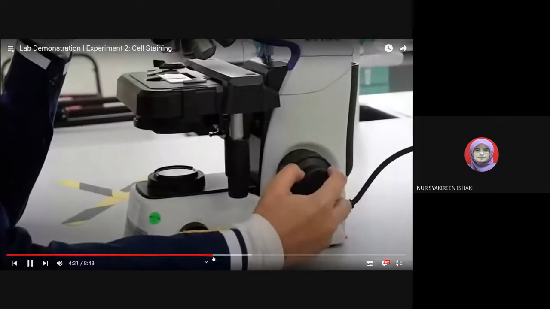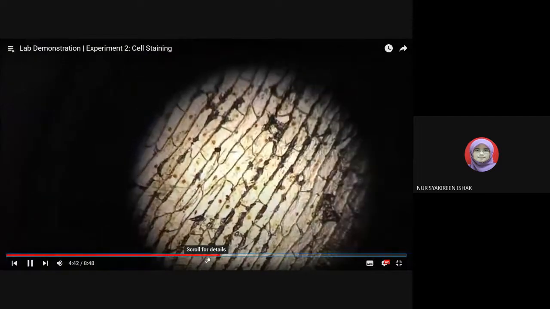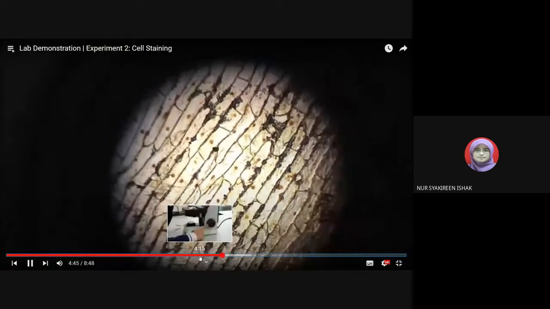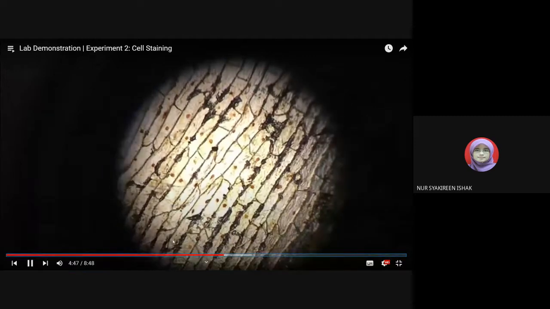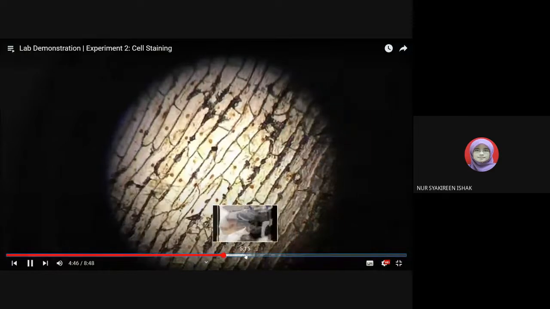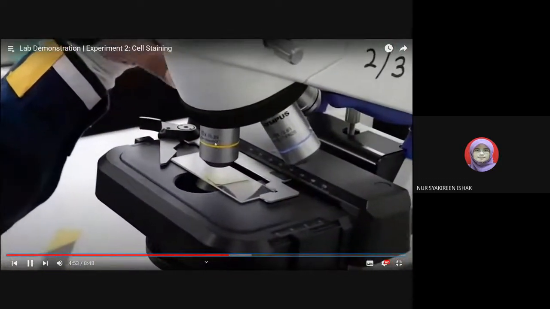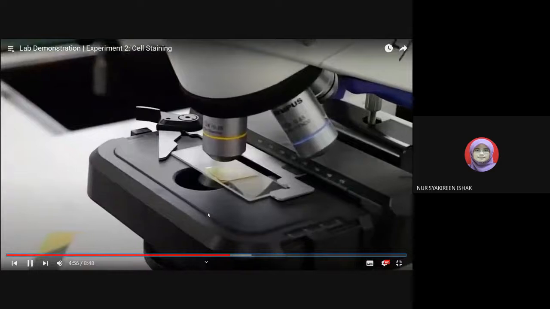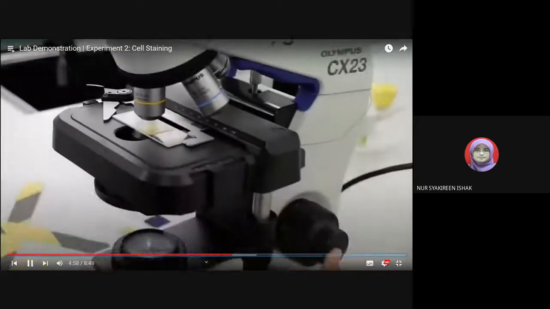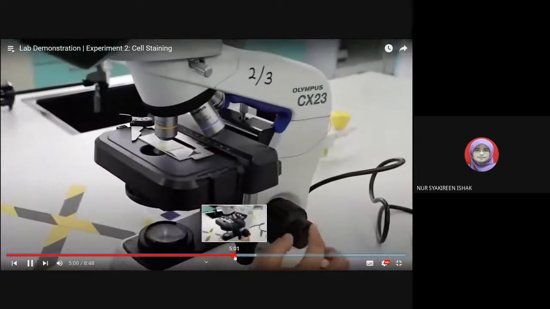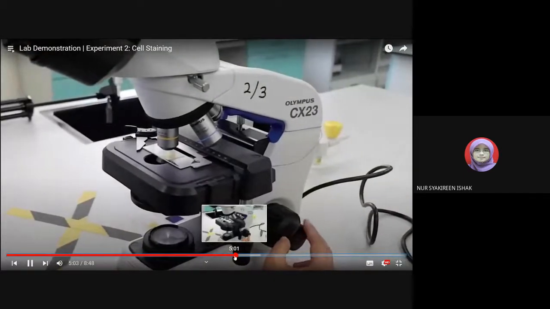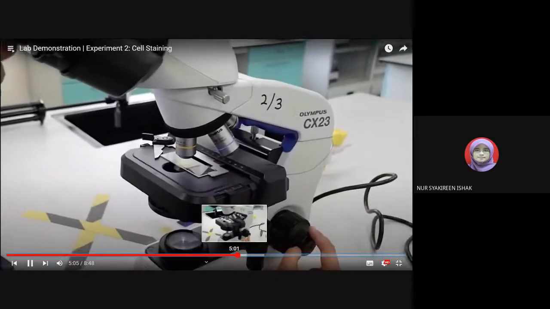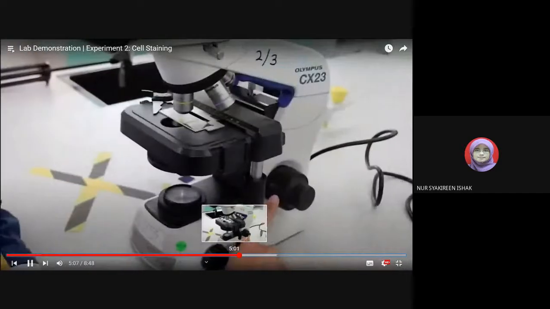Focus knob to make sure, ini bawah 40 ni kan. So kita ada 40, 100, change to the next objective lens. Once 10 times objective lens is clicked, adjust the sharpness and clarity using only fine focus knob. Please remember that at this point, you cannot use coarse knob.